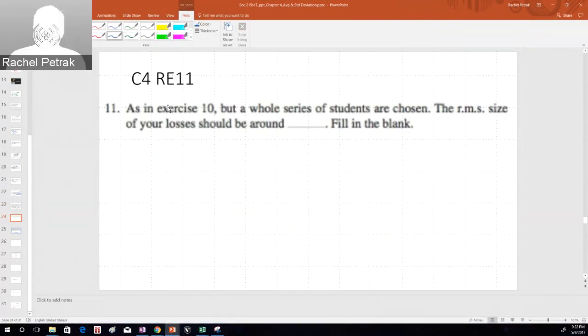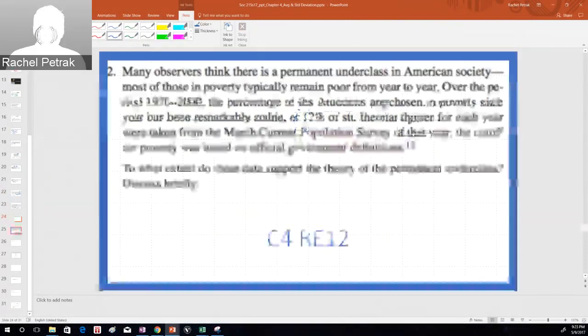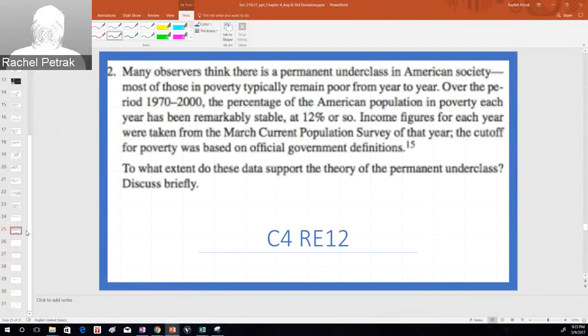So now, as in exercise 10, but a whole series of students are chosen. And that is a whole series of LSAT students. The RMS size of your losses should be around $8. Why $8 again? Because $8 is the standard deviation, and the standard deviation is the RMS deviation from average. That's all.